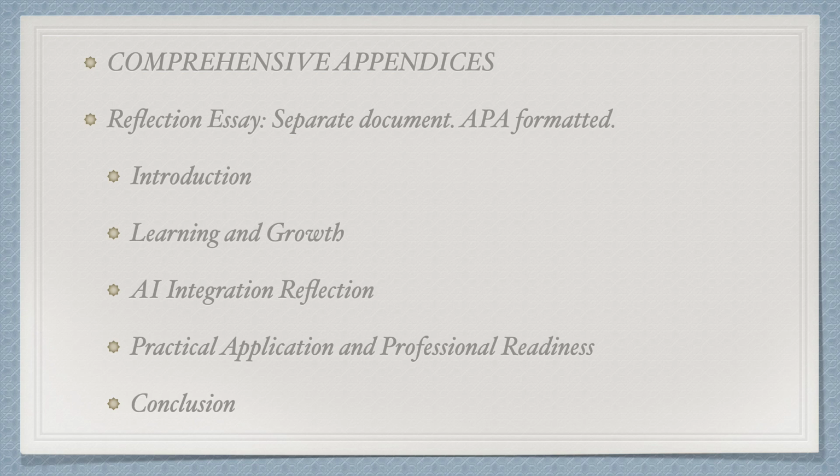And then you're going to turn in your reflection essay, which is going to be a separate document, and it's going to be APA formatted. And that is a Microsoft Word document there for you. You're going to have an introduction. Again, as I said earlier, growth and learning, AI integration, practical application, and professional readiness, and a conclusion. This will be a Word document, not going to be a PDF. Again, I'm going to provide you a template for that.